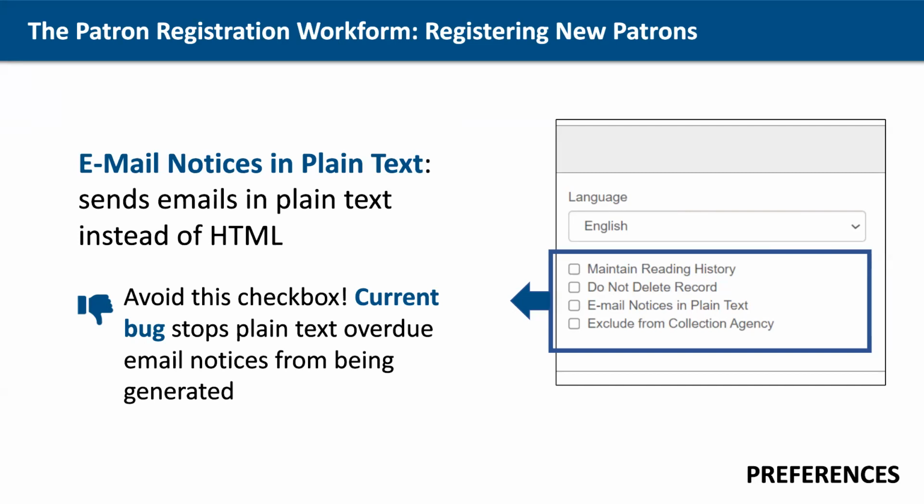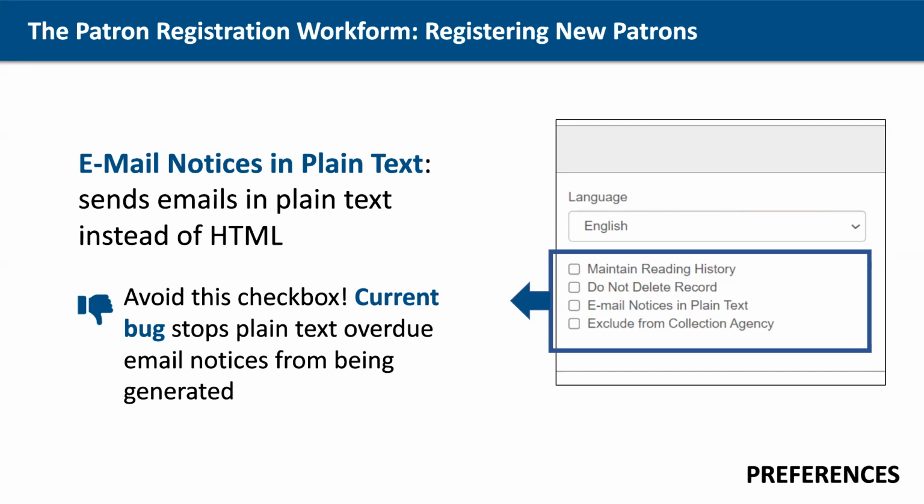So I don't know if you remember seeing a listserv email from earlier this spring about how plain text overdue email notices are not being generated. That particular bug is still going on. It's still an issue. So we want to avoid using this checkbox for now. CCS has been scanning for plain text patrons weekly and updating the checkbox. So if you do happen to have a patron with this selected, they'll be fixed.